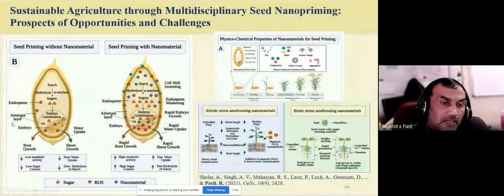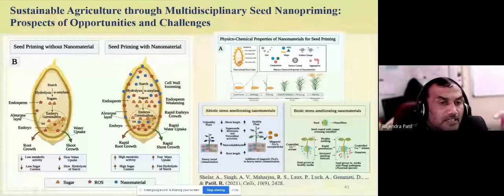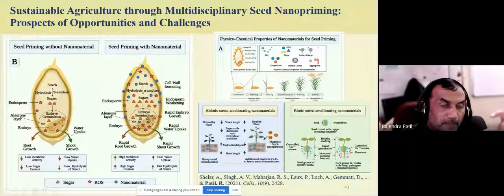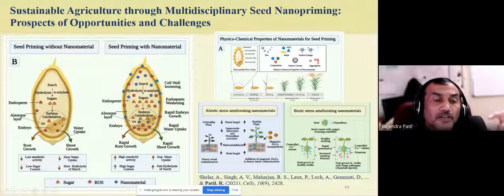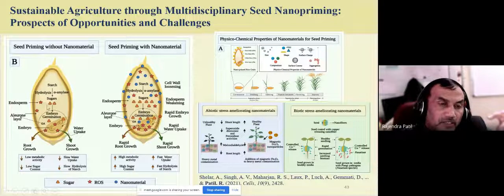See, inside the seed there is starch present. So when the seeds are primed with the nanoparticle, starch is degraded and sugars are formed. These sugars help the embryo to germinate. So these are some of the developments that occur with the nanoparticle. Without nanoparticle, starch is not converted to sugar that efficiently. So without nanoparticle, the metabolic activity of the seed is less, the seed has low sugar content, and it has slow water uptake abilities.